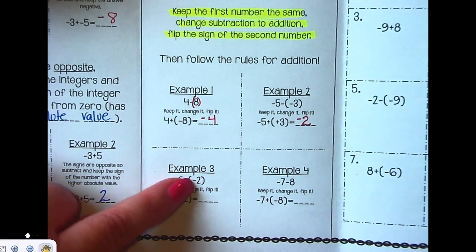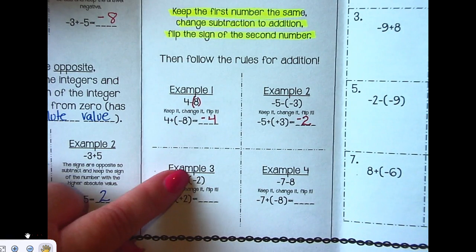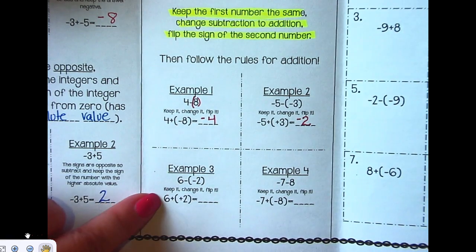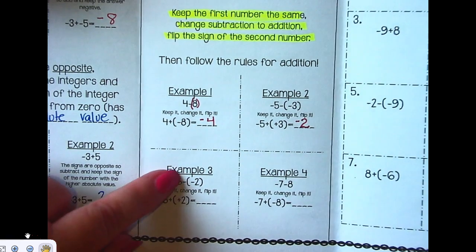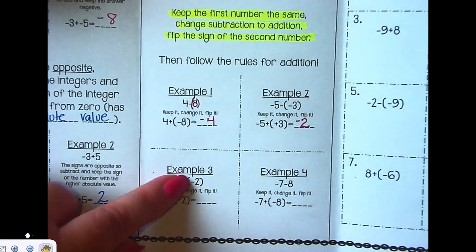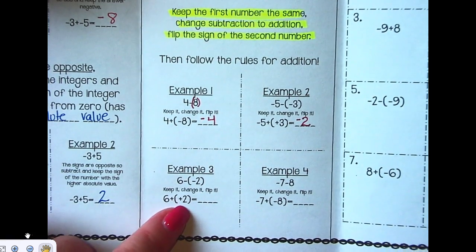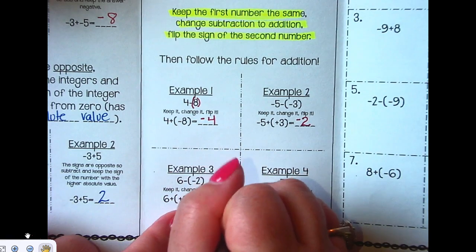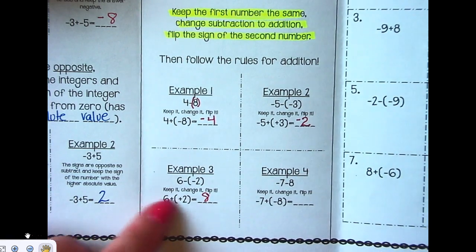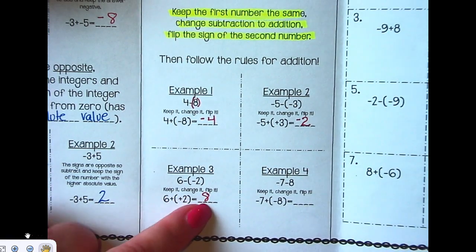6 minus negative 2. It's subtract, so it's keep the 6. Change the subtract to add. Change the negative to a positive. 6 plus 2. What's 6 plus 2? 8. Do we even have to think about the signs? No, they're both positive. It's the same. So they stay the same.